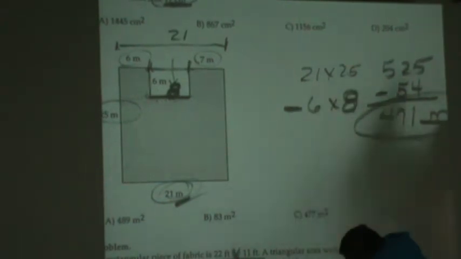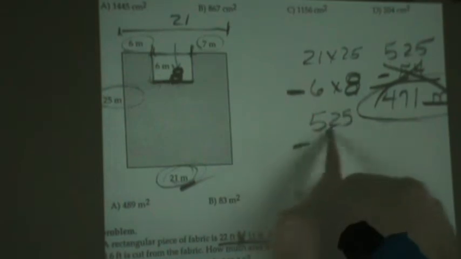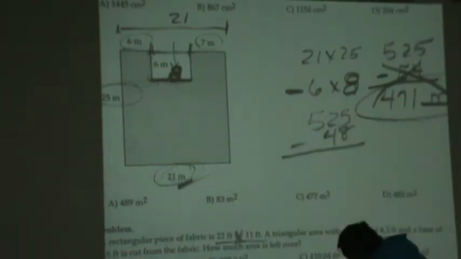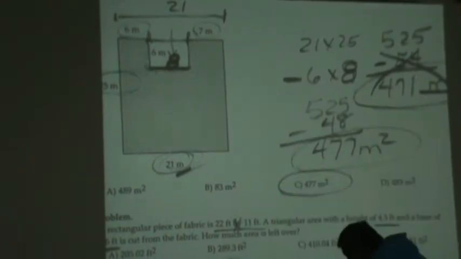21 times 25 is 525. Okay, 21 minus 6 minus 7. Oops, that's 8. That's why I messed up on that one, sorry. 6 times 8, so we'll be subtracting 48. 525 minus 48 is 477. And that one is on there. Okay, I didn't make 100.